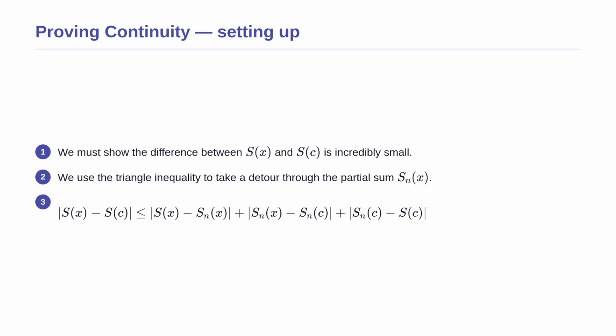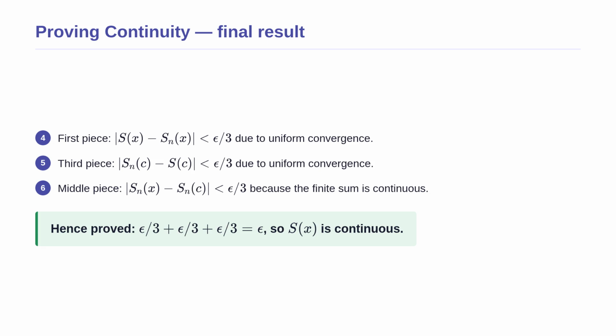By taking a detour through our finite partial sum, we use the triangle inequality rule. This rule states that the direct path between 2 points is always shorter than or equal to a path that takes detours. This breaks the total distance into 3 smaller manageable steps, setting up the foundation for our proof. Let us evaluate these 3 pieces to complete our proof.